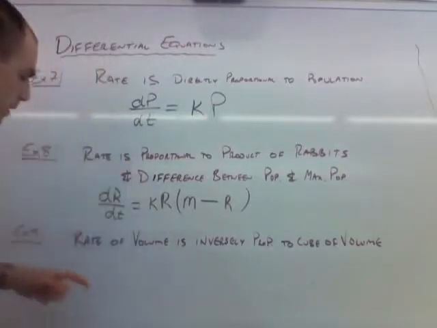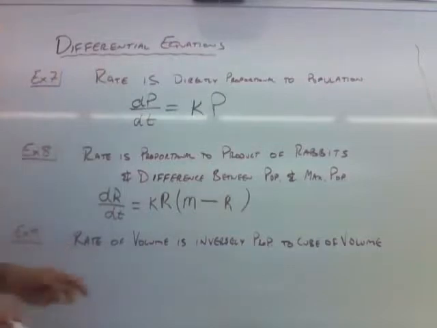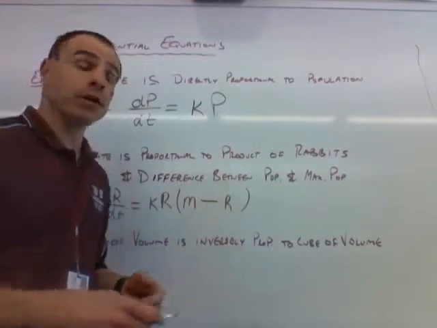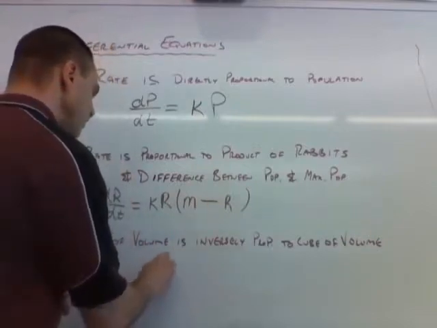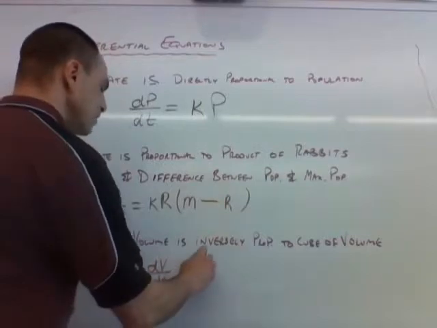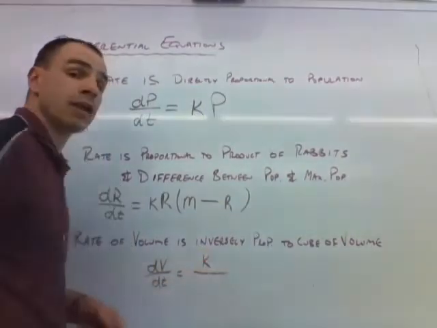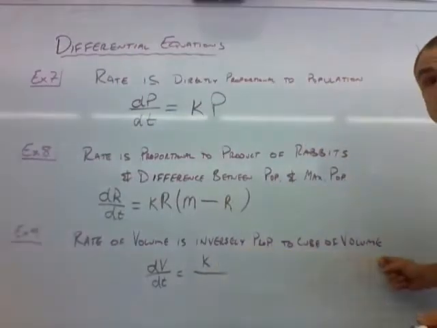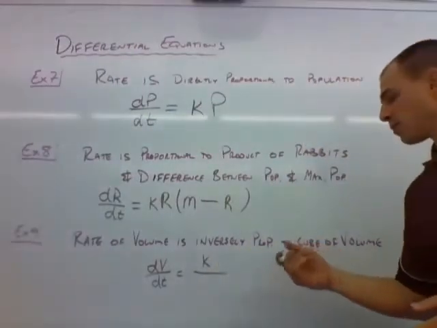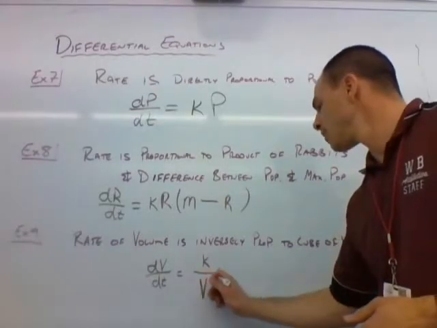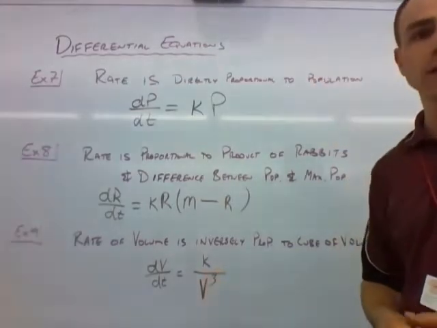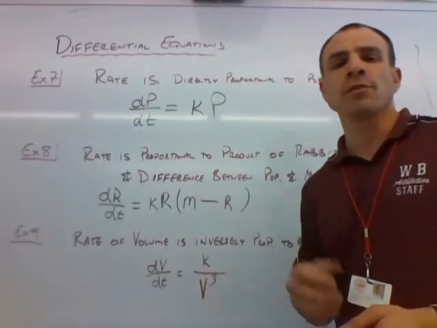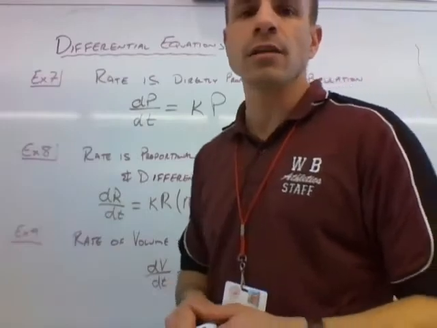And then last but not least, we have example 9. The rate of volume is inversely proportional. So the rate that the volume is changing, that's going to be our dV/dt. And it's inversely proportional, so that means we're going to have k over. Inversely proportional to what? Inversely proportional to the cube of the volume. So we have volume, and we have to cube it. So dV/dt is equal to k divided by V cubed. So there are some examples that involved direct and inverse proportionality.